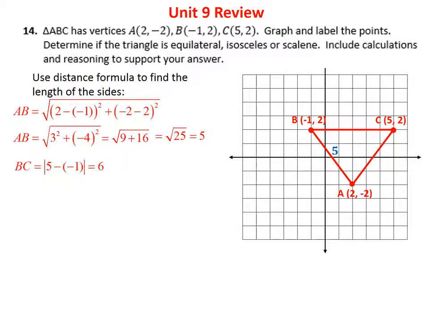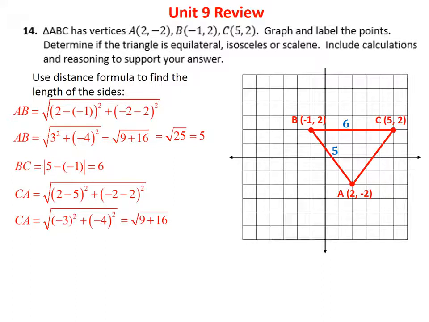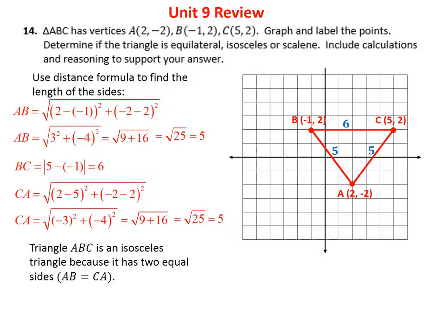When I look at BC, I can just count the squares across. 1, 2, 3, 4, 5, 6. Or I could do the x values. 5 minus -1 is 6. And then likewise on the last one, I do it again. I'll have 2 minus 5 and -2 minus 2. And we end up with the same as we had for AB, or 5. So at this point we notice that we have 2 sides that are the same. So that means this is an isosceles triangle.